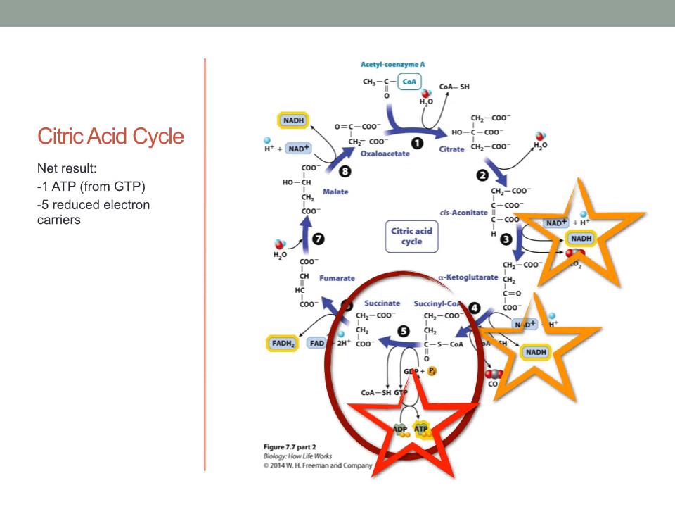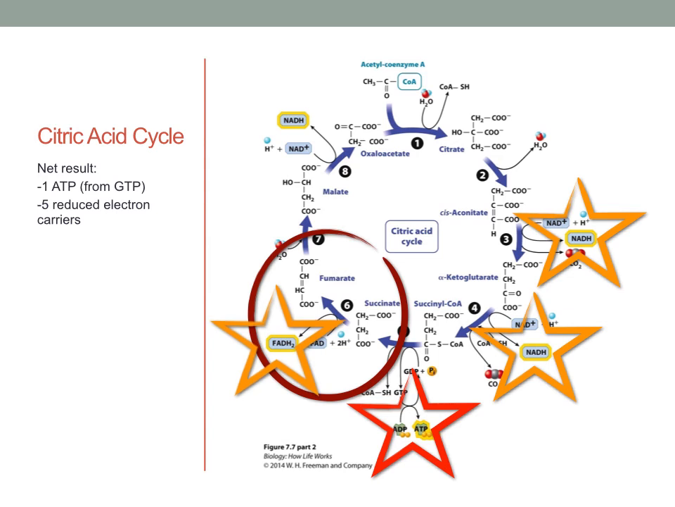Then the succinyl-CoA will be converted into succinate. So it loses the coenzyme A part, but it will give rise to the succinate. This reaction releases a lot of energy that is taken for the formation of a GTP molecule from GDP, and this molecule will further be converted into ATP. So it is the first ATP formation from this cycle. The succinate now will be converted into fumarate.